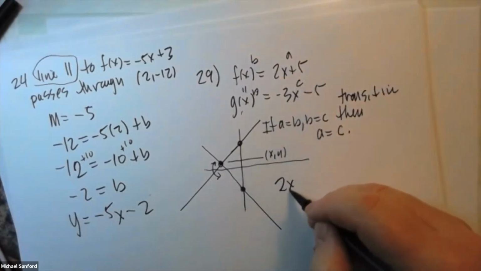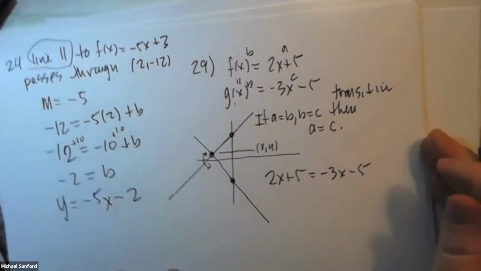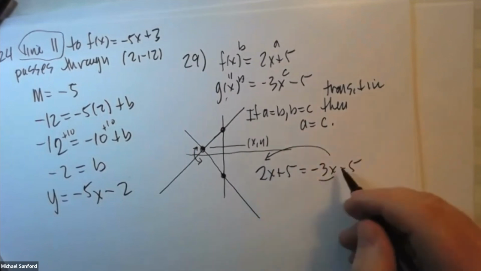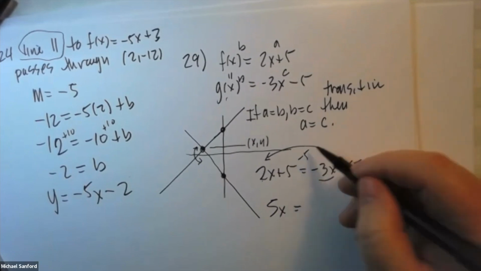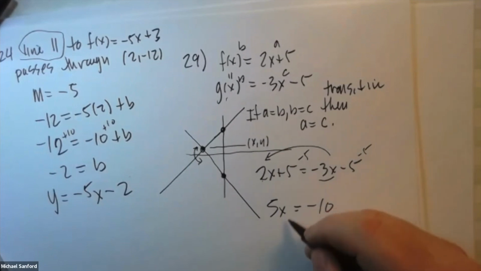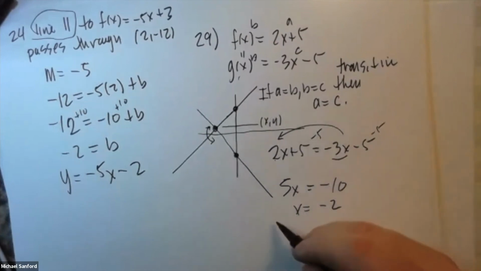So I do 2x plus 5 is equal to negative 3x minus 5. So I'm going to add this one over here. That gives me add 3x, so I get 5x. Subtract the 5 off of this side, so that gives me a negative 10. Divide by 5, so that gives me a negative 2. So x is negative 2.